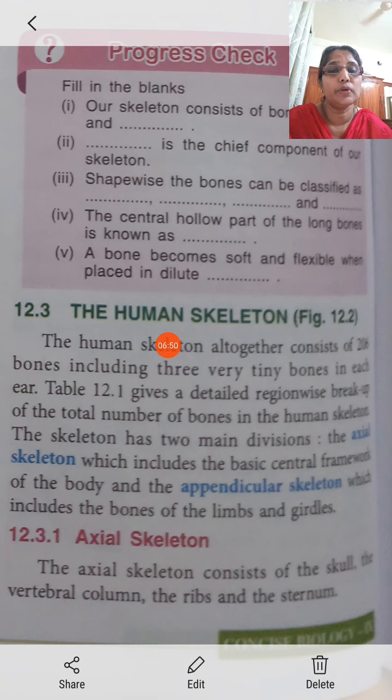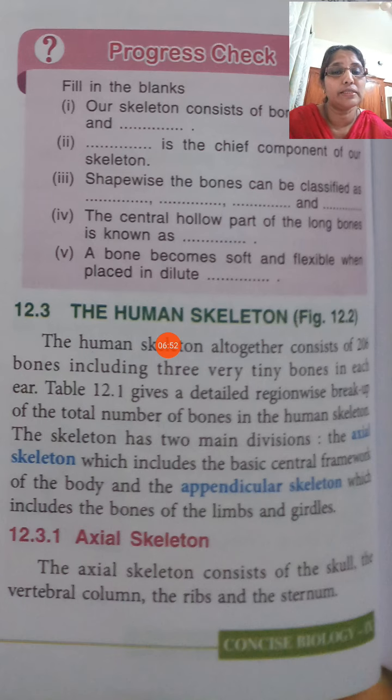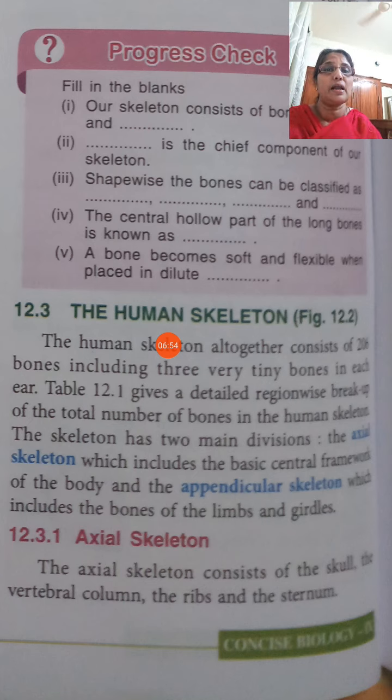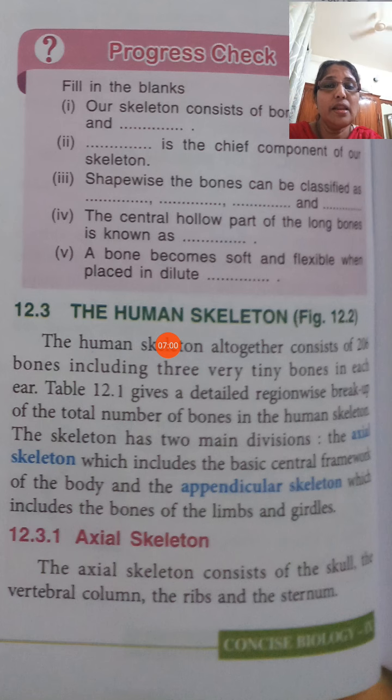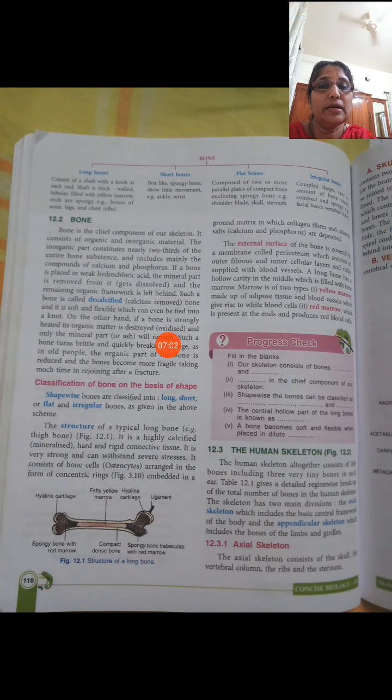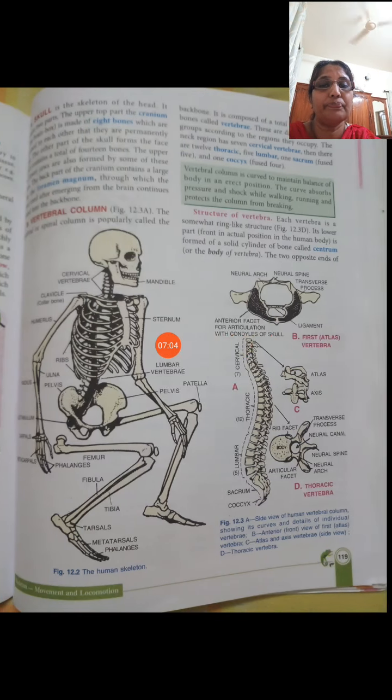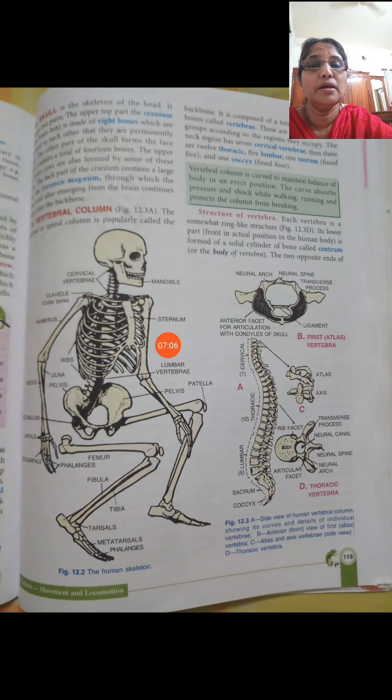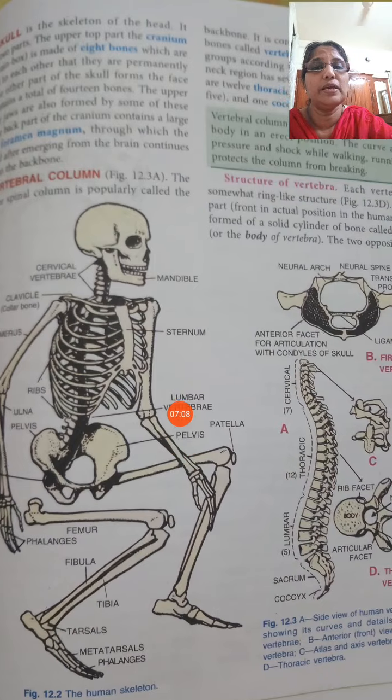Those bones together make the appendicular skeleton. Axial skeleton means the skull, vertebral column, then the rib cage and the sternum make the axial skeleton. Let us learn in detail about the main part of the skeleton.